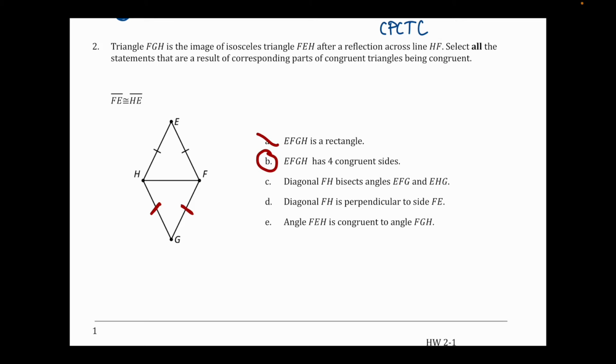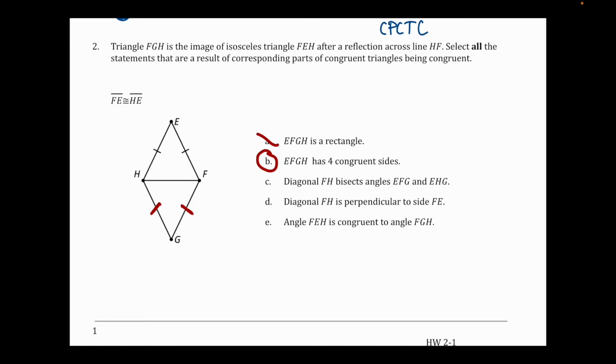Now we also have a couple other things here we're going to look at. So it says diagonal FH. They're saying diagonal FH, that's the diagonal of the quadrilateral, meaning it goes from one corner to the opposite corner. The other diagonal would be EG. They're saying FH bisects angles EFG and EHG. So if we have a 3-letter name, I start at that letter and trace out those 3 letters. That means the angle it's referring to is here for EFG. For EHG, I follow E to H to G, and then this is the angle created by that.